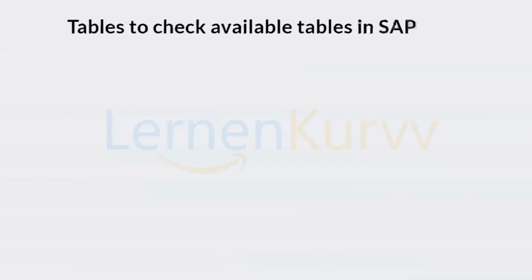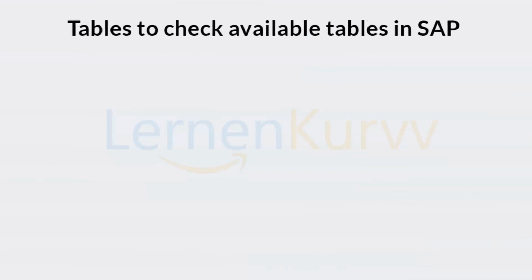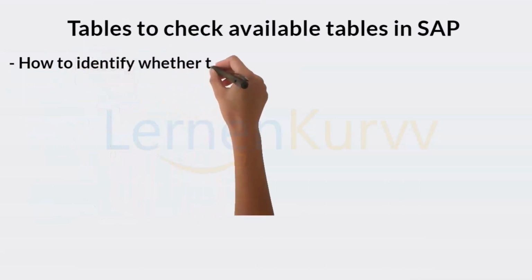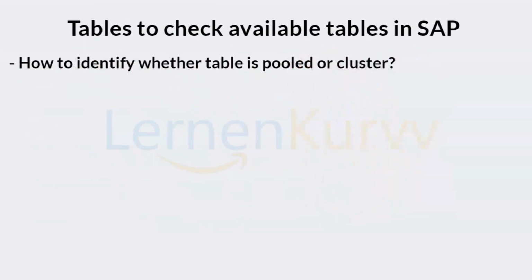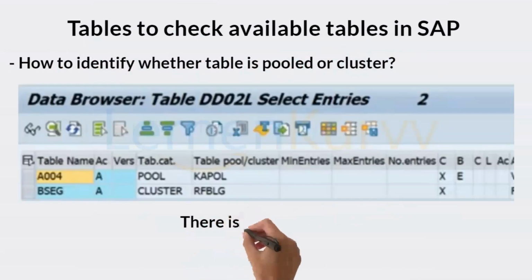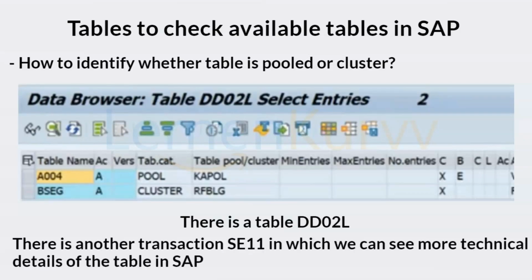Tables to check available tables in SAP. How to identify whether the table is pooled or cluster. There is a table called DD02L which gives you information whether the table category is transparent, pooled, or cluster. Here you can see A004 as a pooled table, BSEG as a cluster table of SAP using Oracle database. There is another transaction SE11 in which we can see more technical details about a particular table in SAP.